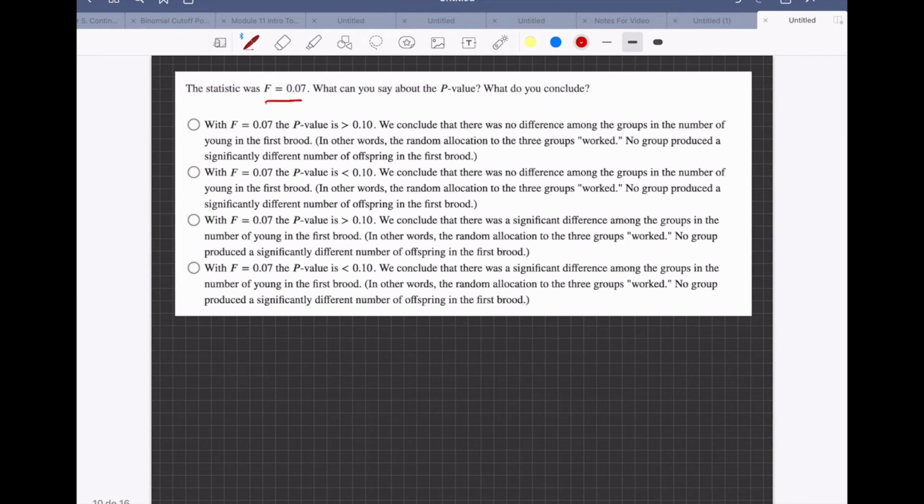Notice here we are given the statistic. What can you say about the p-value? Notice how we don't have the raw data, so we cannot perform the analysis in Minitab. But anyway, if you have the test statistic, the p-value is the probability that the F distribution is greater than F observed. In this case, the probability that F is greater than 0.07. It's a very low value for F. I think we are not rejecting the null hypothesis.